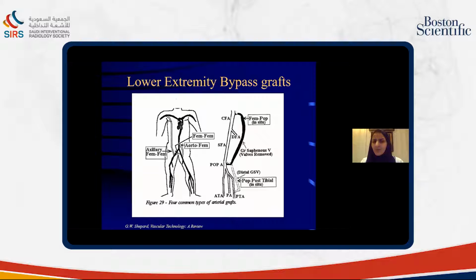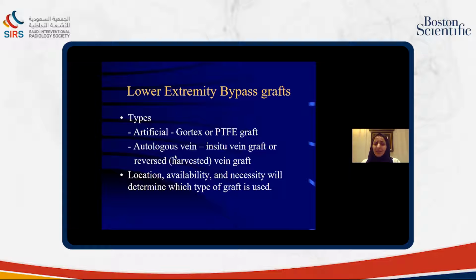And how we study this, when we study this, we usually take the inflow here. We sample here as inflow, and at the anastomosis, and inside the graft, proximal, mid, distal, we study the flow proximal, mid, distal, and at the anastomosis area, and out of the vessels, we call it outflow also. Here. So we have two types of graft, artificial and autologous vein, and in situ vein graft, or reversed or harvested vein graft.